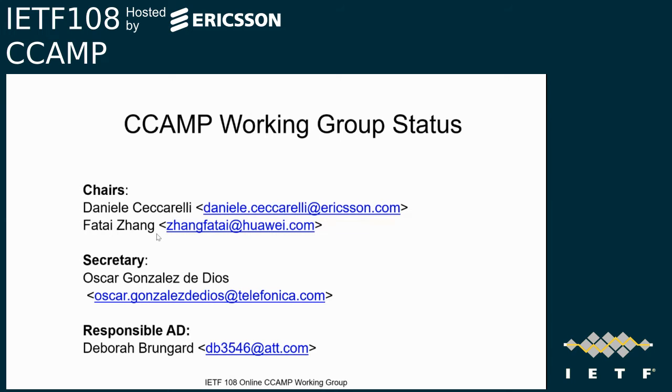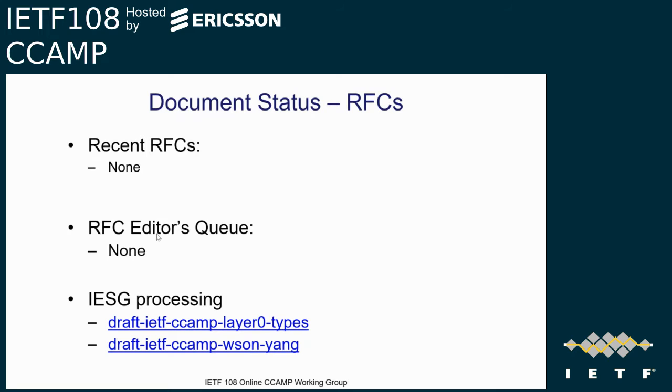Okay, it's for you, Daniele. Yes. Okay, just a status update since the last interim meeting, because we didn't meet at IETF 107. This is basically the result of the work that we did during the interim meeting on layer 0 types and WSON YANG models. We concluded the last call, and now the drafts are in IESG processing. So this is a good step forward. As Fatai already said, since our previous interim meeting was extremely fruitful, we planned to have another one immediately after the summer vacation period, focused on a few drafts to have a lot of time for discussion.